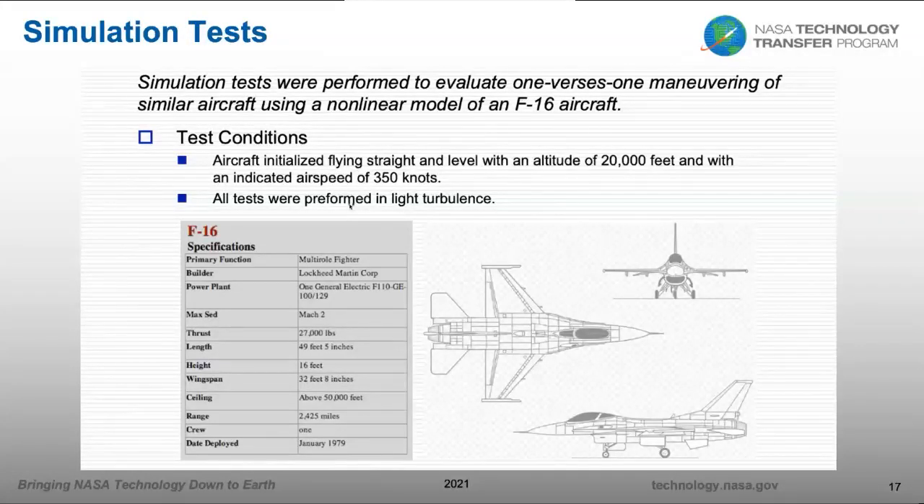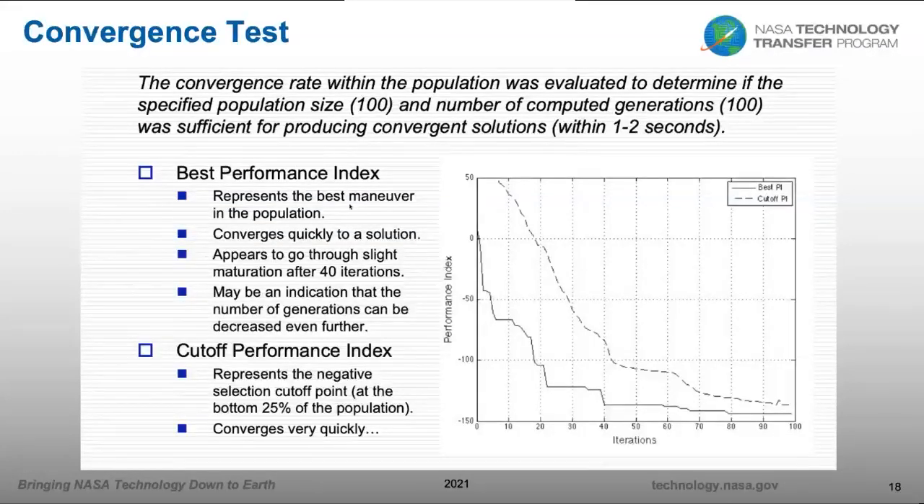And then we finished off with some simulation evaluations. In this case, we use the model of an F-16. It's sort of an F-16. It was actually released as a NASA control challenge problem years ago. That was our vehicle. And one of the goals that we had is to see if we can generate a solution within 1 to 2 seconds. And so this can partially be manipulated by population size and diversity.